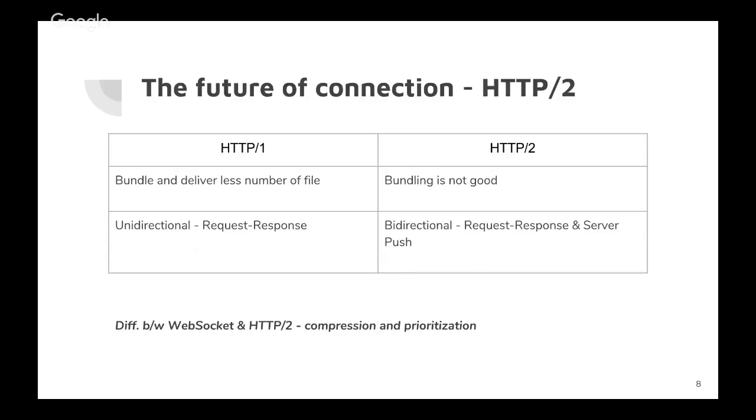Now, how is this HTTP2 different from WebSockets? That's the next question. Because already we have WebSockets, many people are using it, but then how is it different? So the biggest difference between WebSocket and HTTP2 is compression and prioritization. WebSockets doesn't allow compression, one thing. Second thing is they don't allow prioritization. But when it comes to HTTP2, there could be multiple requests and the requests can be prioritized. And also it enables compression.